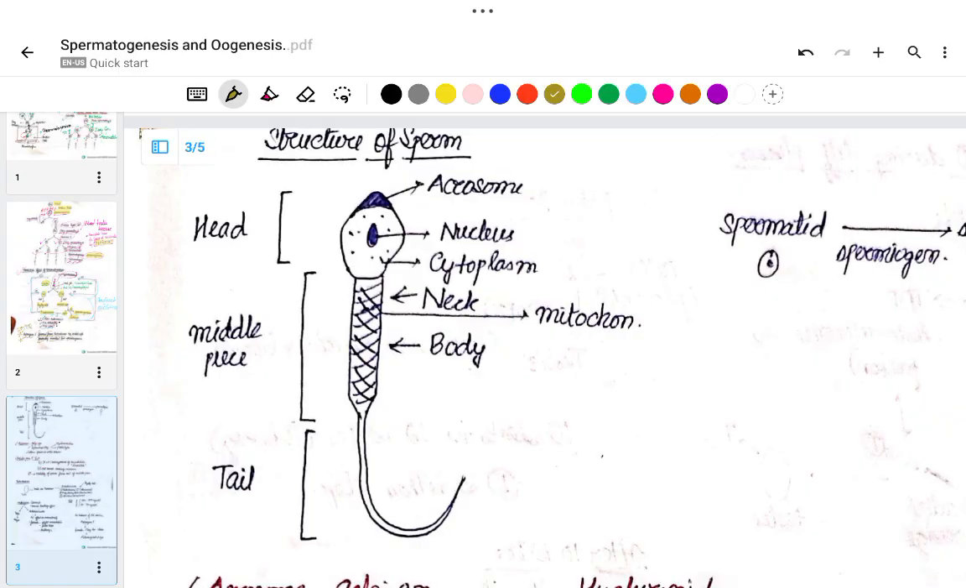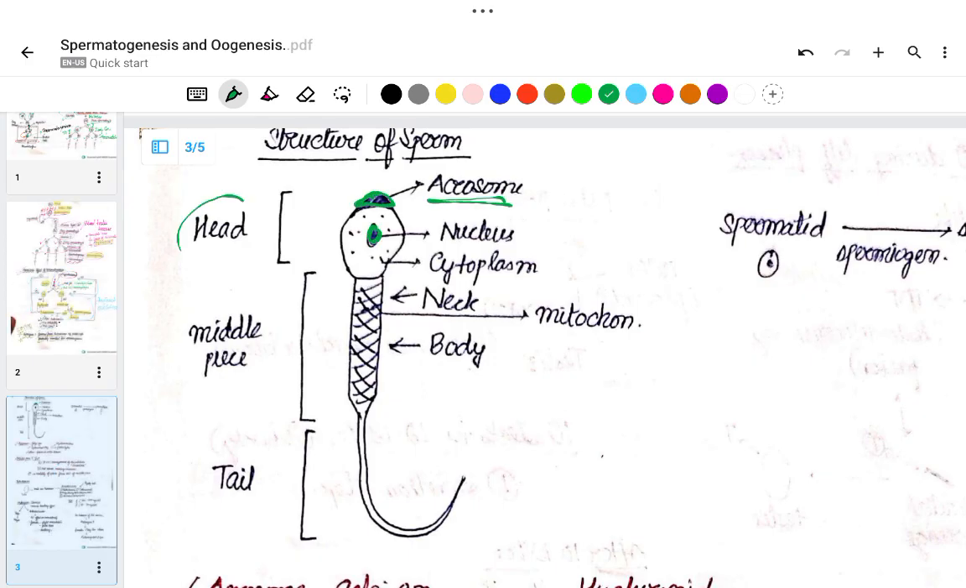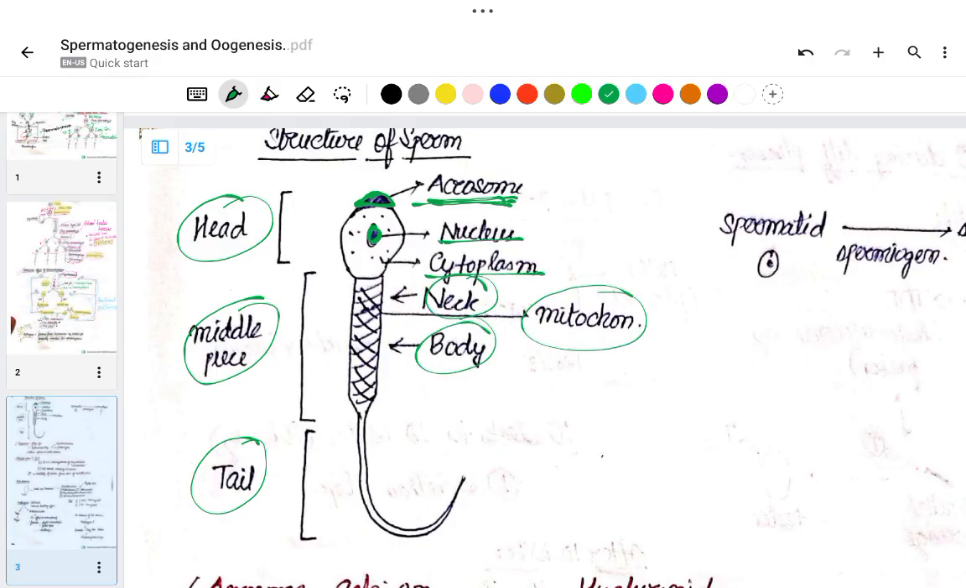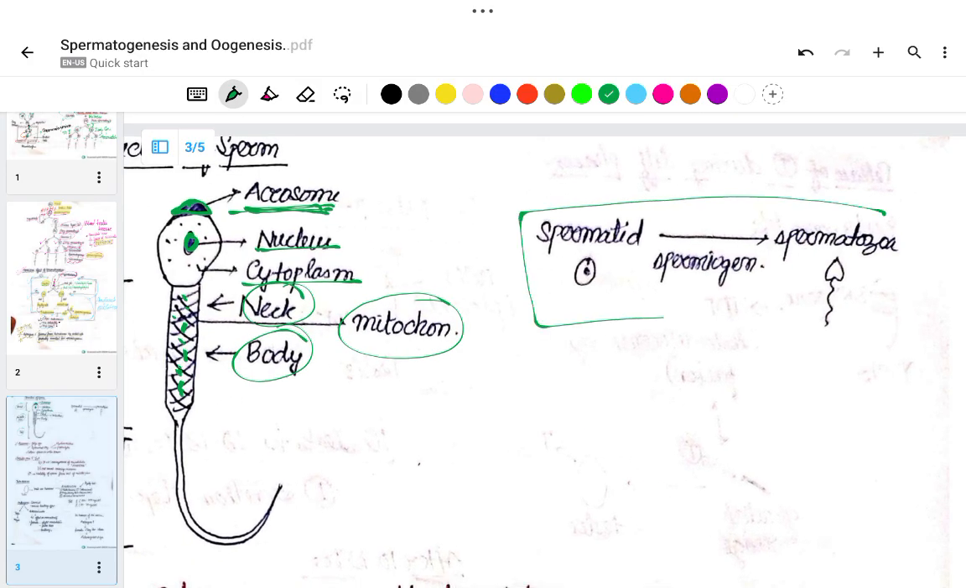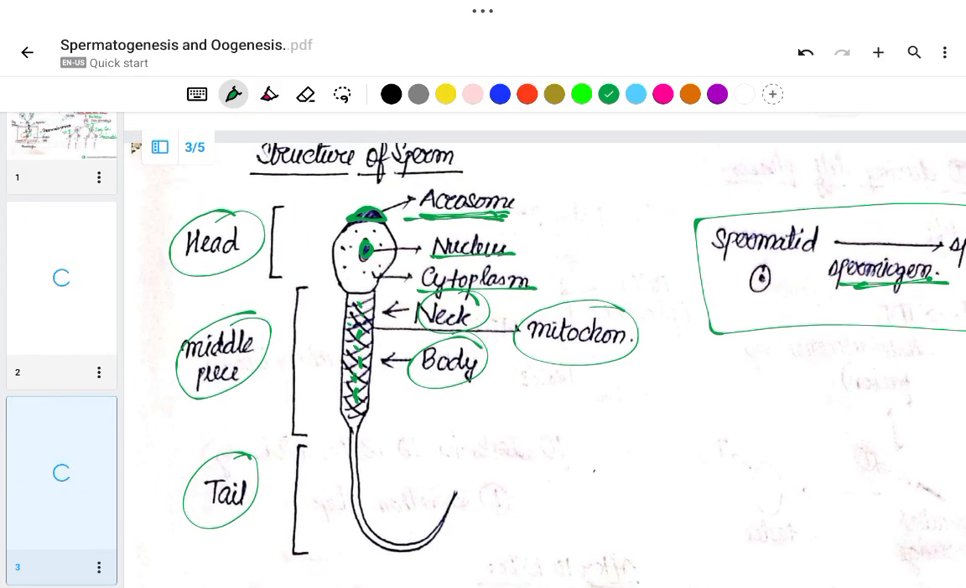Now we come to the structure of sperm. The sperm is first divided into head, middle piece and tail. The uppermost part is the acrosome. Then the nucleus, cytoplasm, the neck, body and mitochondria. Spermatid to spermatozoa, spermatogenesis.